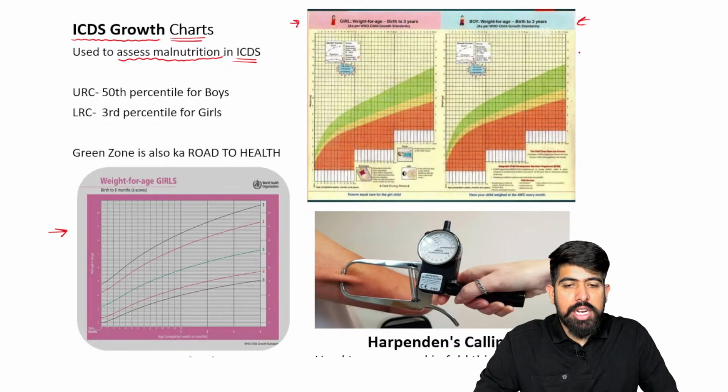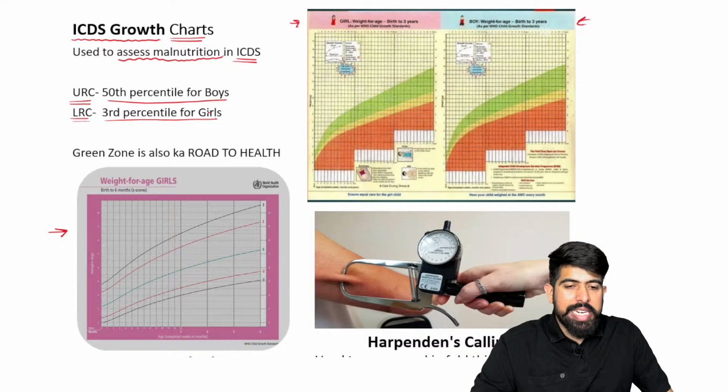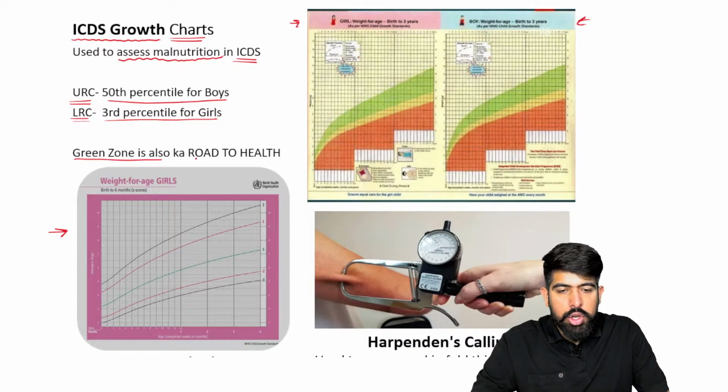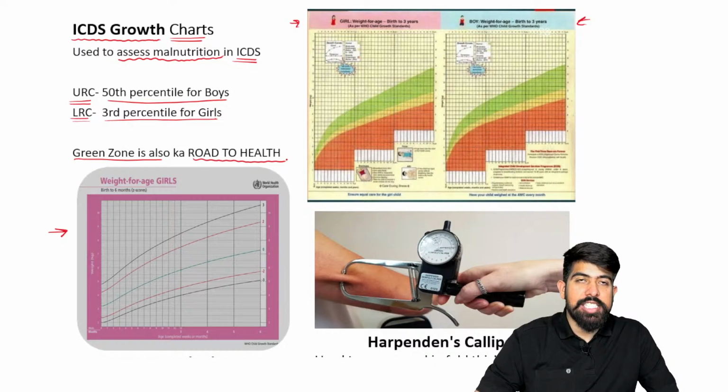And what is the use of this chart? Please understand, this is the URC, which is the 50th percentile for the boys, and the LRC is for the third percentile for the girls. And we have different zones in this chart. You can see there is a green zone, yellow zone, and the red zone. This green zone is also known as road to health, right? So this is the ICDS growth chart.